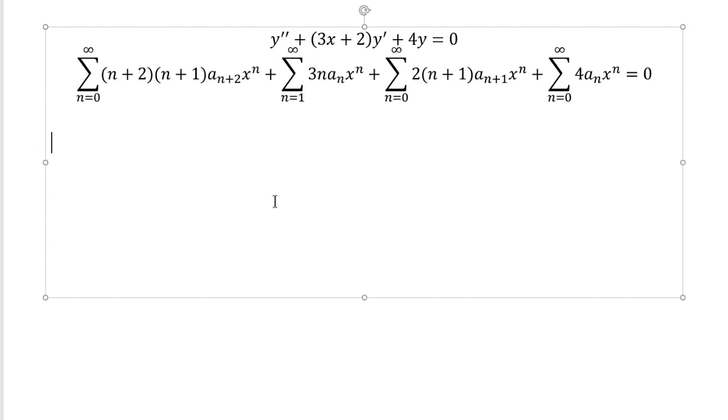Well, when n is equal to 0, this will be 2 times 1 times a2, x to the 0th power, so you're going to get 2a2 from the very first sigma. This one will not produce anything, so we skip. And then the next one will produce, well, let's see, if n is 0, it's 2 times 1 times a1, x to the 0th power, so it's just going to be 2a1. And then the last one will be plus 4a0.